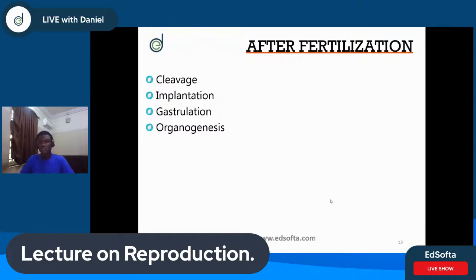So what is cleavage? Cleavage is the process of repeated rapid mitotic cell divisions of the zygote to form the blastula. When there are instantaneous, back-to-back repeated mitotic cell divisions, it is called cleavage. Remember, the cells formed here in the blastula are called blastomeres. During cleavage, there are repeated rapid mitotic cell divisions of the zygote and they form a blastula.